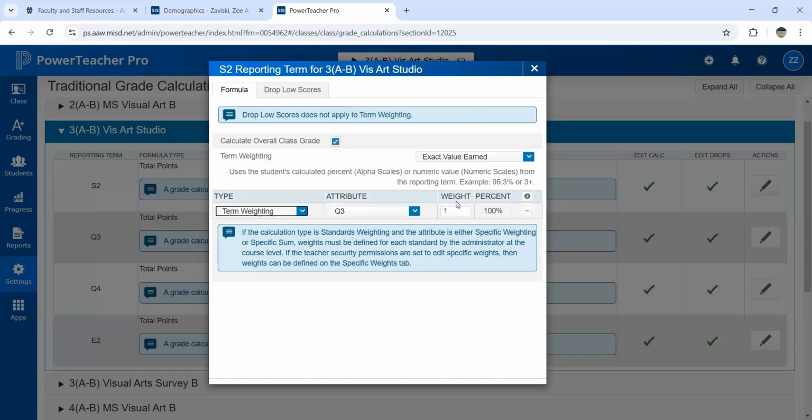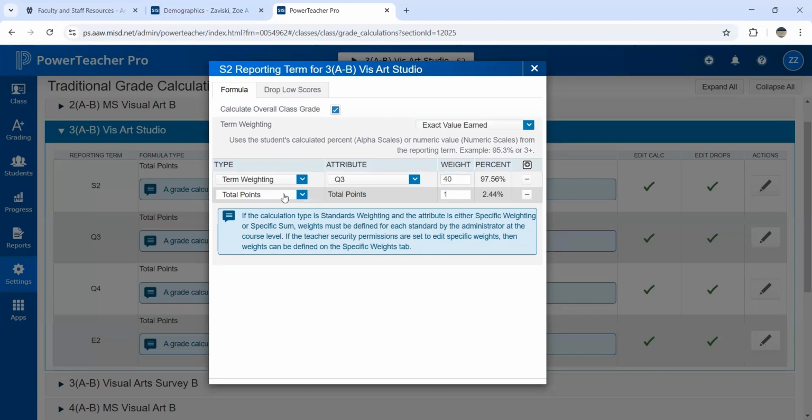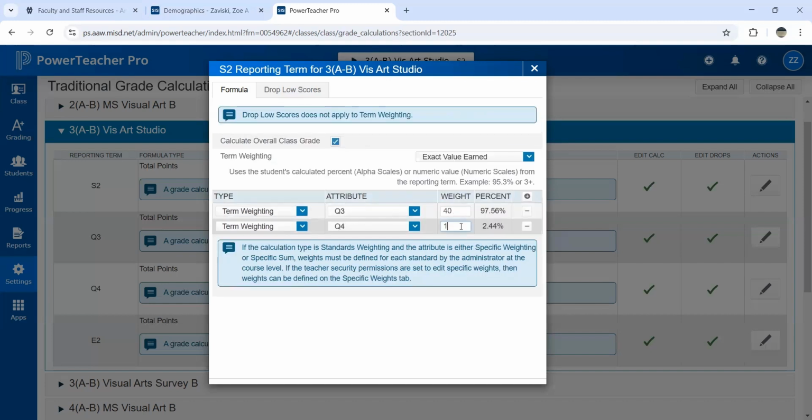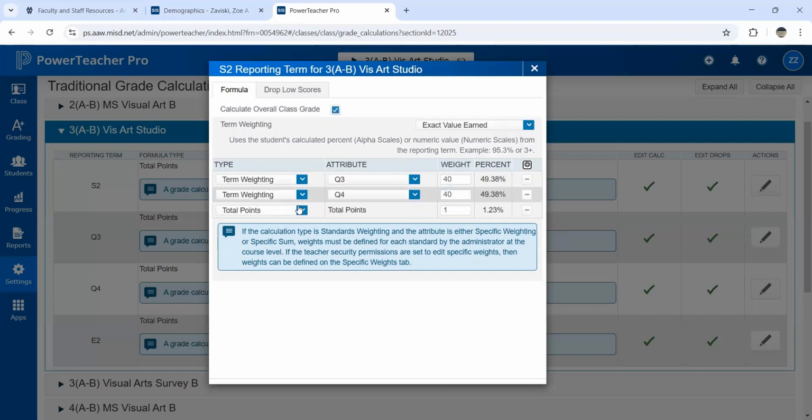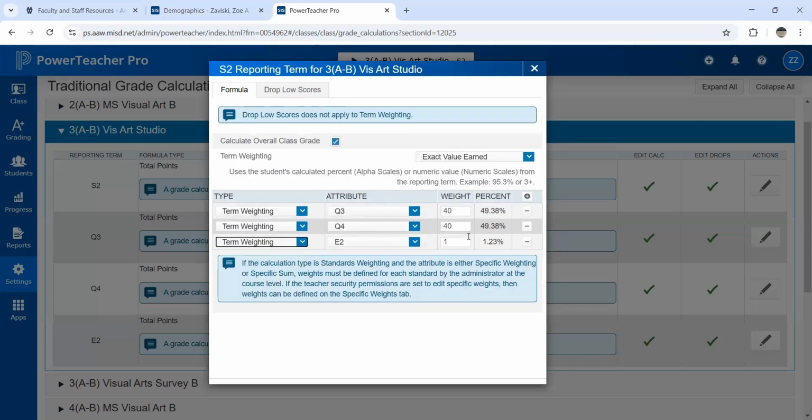You're going to have Q3 as 40%, and this you don't have any leeway on. This is just what it has to be. Term weighting, Q4 is 40%, and your exam is going to be worth 20%. And so that you would have to do for every class.